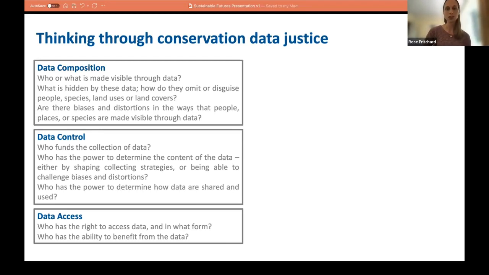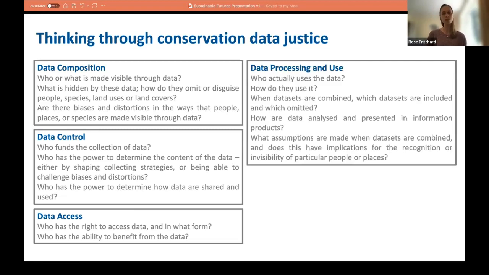And then we've got these questions about data use and processing. So who's actually using a data set once it exists? How are they combining it with other data to produce information products like maps or scientific papers, for example? What kinds of analyses are being done and what sorts of assumptions are being made in those analyses?